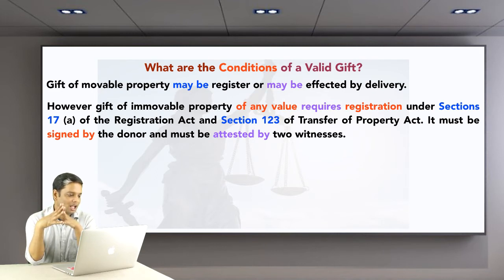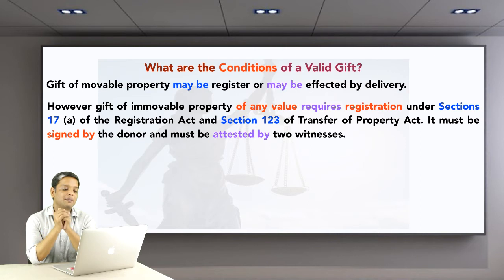The next point is, however, gift of immovable property of any value requires registration. See, gift of immovable property of any value, not even less than 100, it is not like that. Registration is essentially required under section 17A of the Registration Act and section 123 of the Transfer of Property Act. So under these two laws, registration of a gift of immovable property is essentially required.